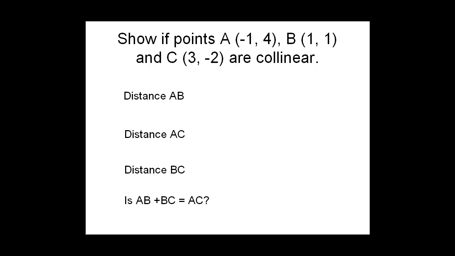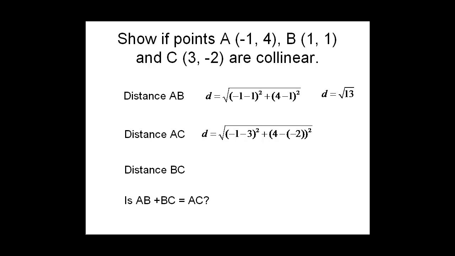So if you find A to B, that's negative 1 minus 1, 4 minus 1, which comes out to be the square root of 13. A to C is negative 1 minus 3, 4 minus negative 2, or the square root of 52, because 4 squared is 16, and 4 plus 2 is 6 squared is 36, which makes 52.